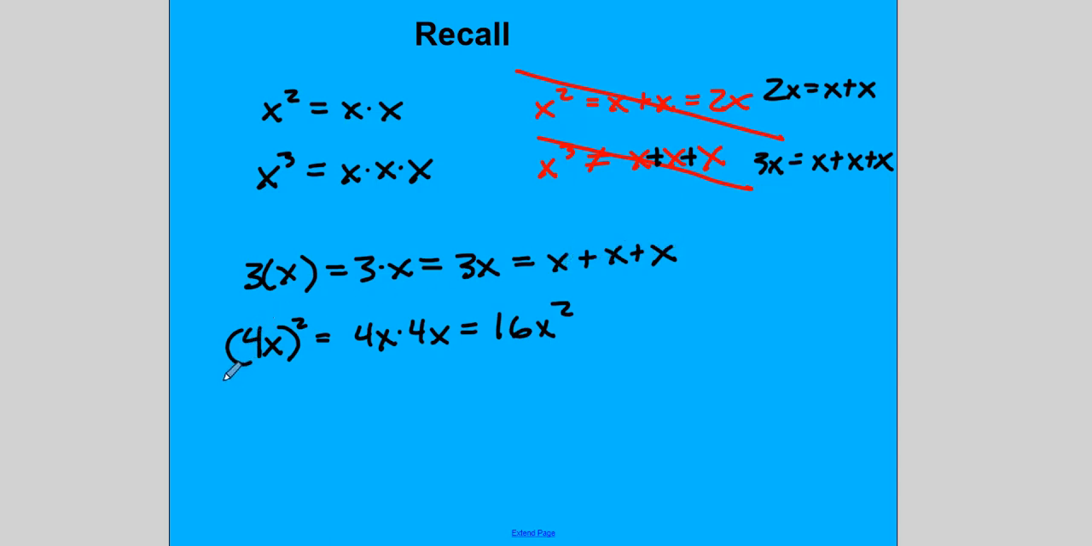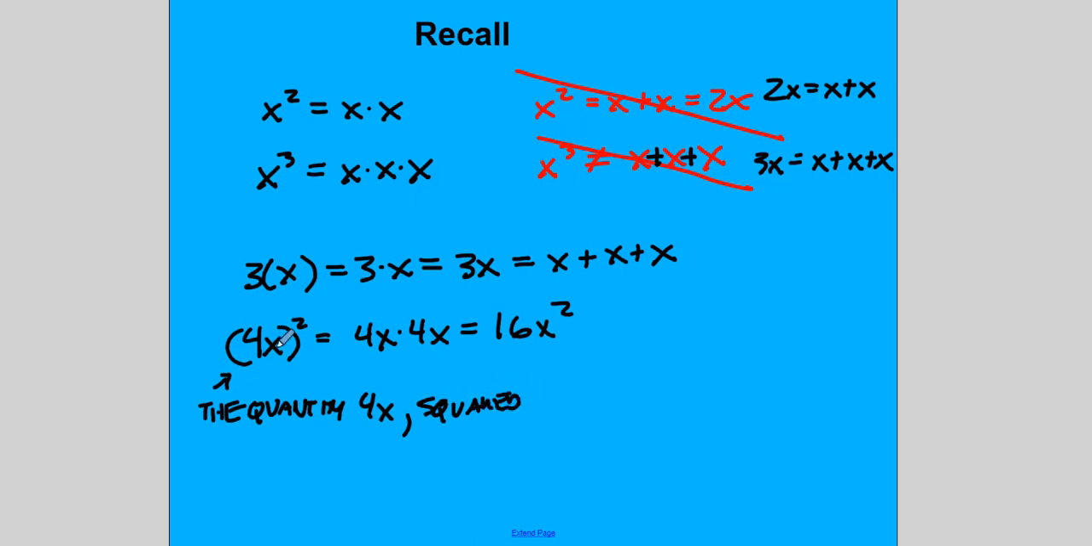When we put a parentheses like this, we say the quantity 4x, the quantity 4x for x squared.